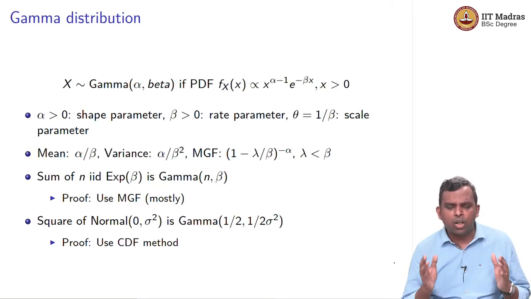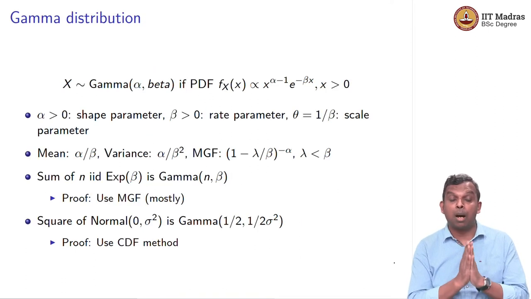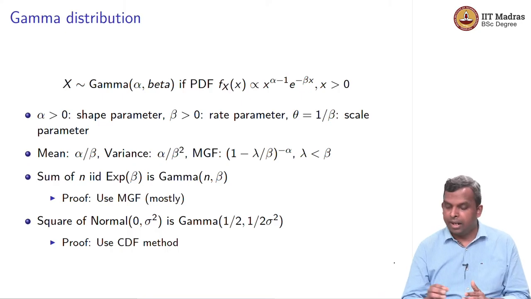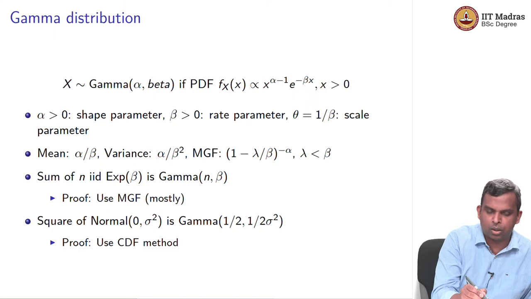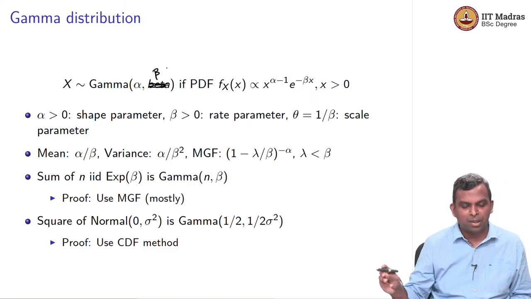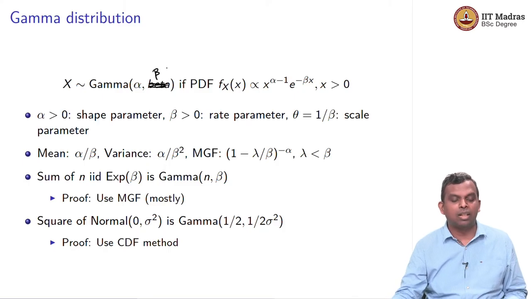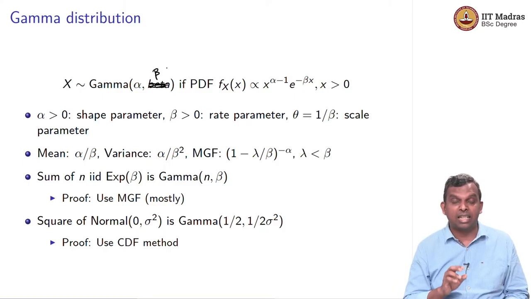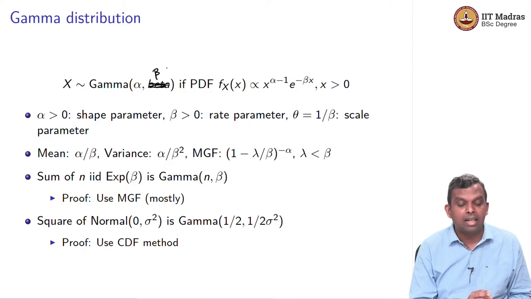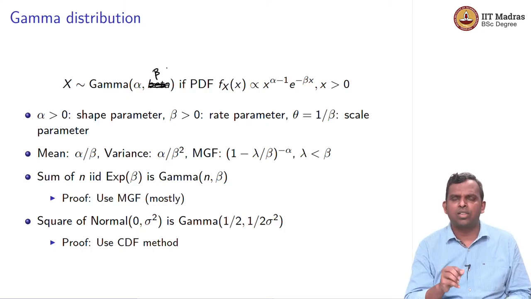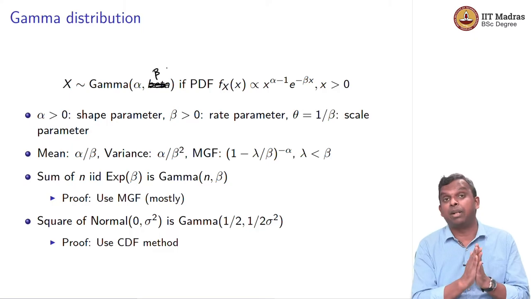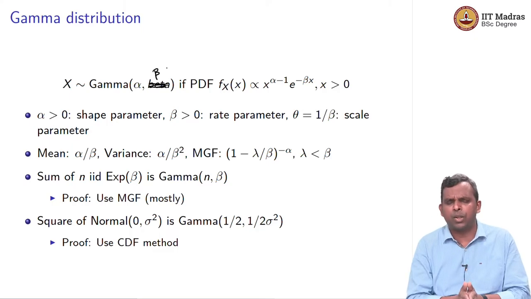Okay, so now let's move on to another type of distribution, which is called the gamma distribution. I thought I corrected this, so it looks like this has not worked out. Apologies for that. This has got to be beta. So we say a random variable x is gamma distributed with two parameters, alpha and beta. Anytime we have a distribution, we'll have parameters for the distribution. So that's the first thing to remember.